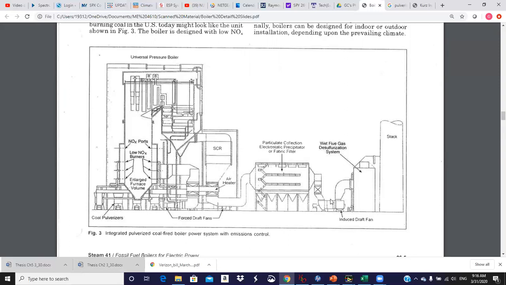Note the location, this is interesting. Note the location of the ID fan. It's after the precipitator. On units, I may get this backwards, but basically units 1 through 4 at Kingston are the smaller ones, and 5 through 9 are the larger ones. I forget which one, but one group has the ID fan located here, which is where you want it because you clean up the gas before it goes through the fan. The other units have it before the precipitator, which is a terrible idea.